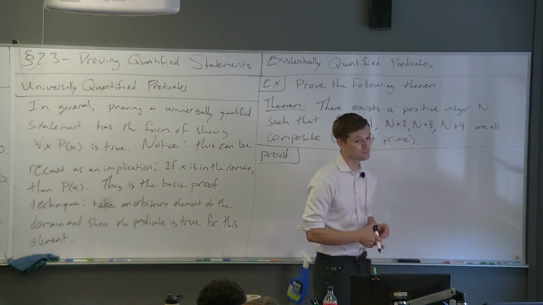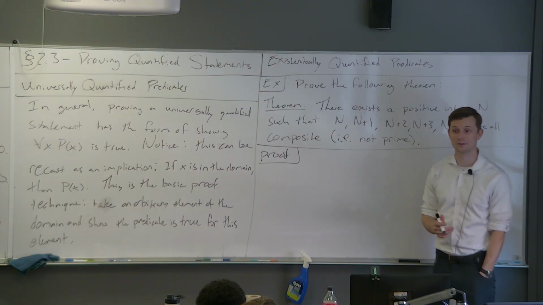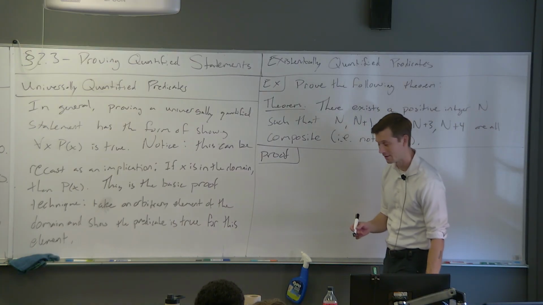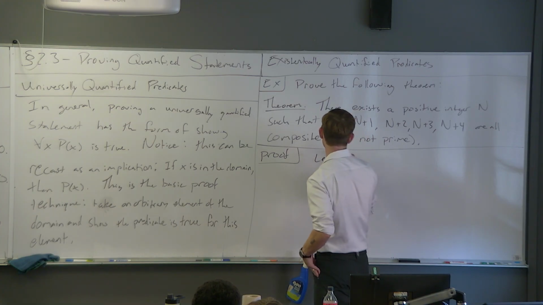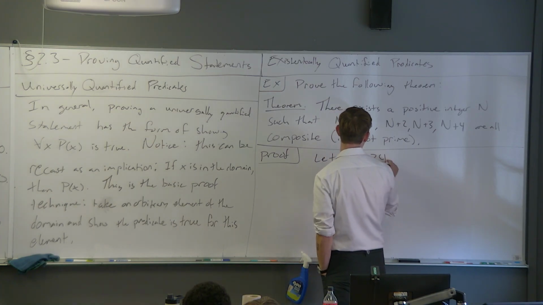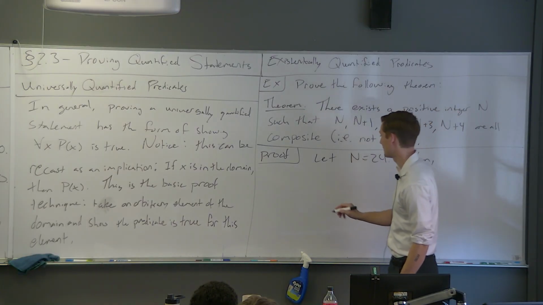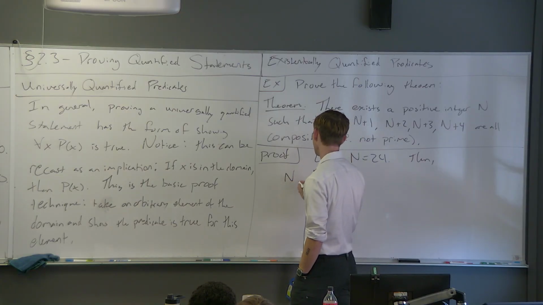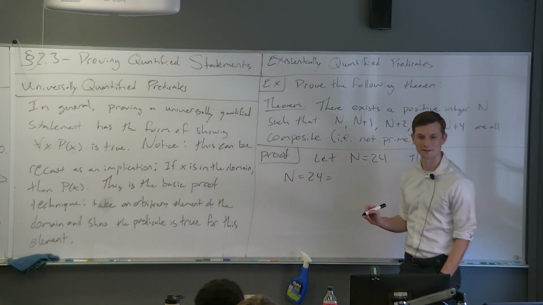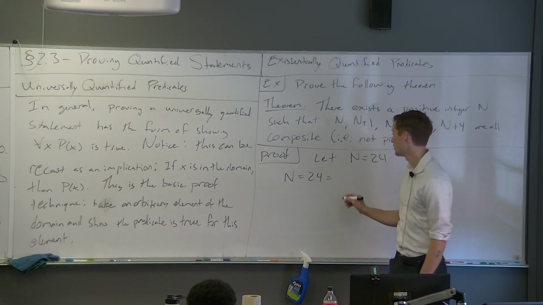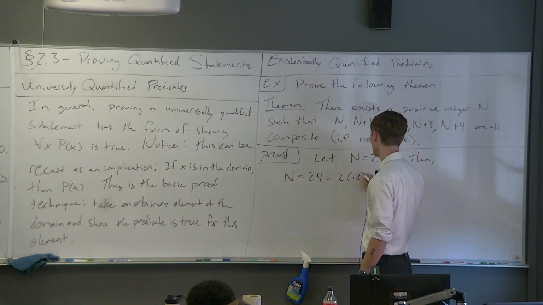What number would you pick? How would you do this? What do you think? 24? Oh, an interesting choice. So let n equal 24. Then n is 24, and all that we have to show that it's composite is to show that it has a divisor other than 1 and itself. So I'll just write this as 2 times 12.